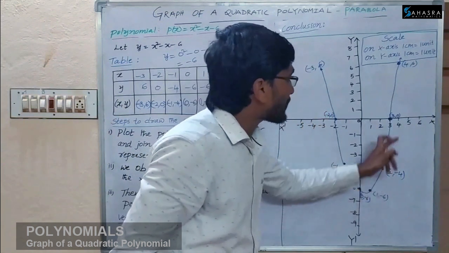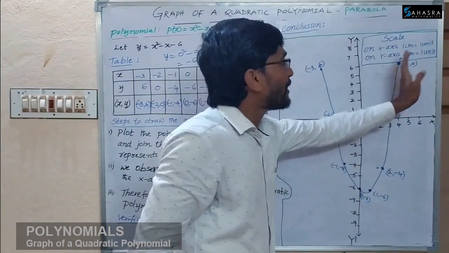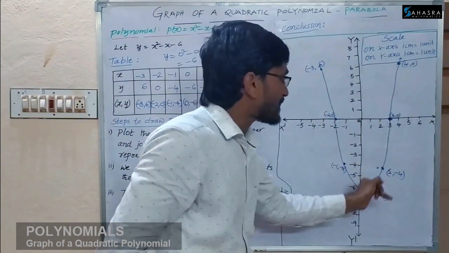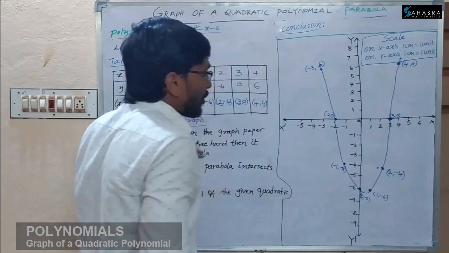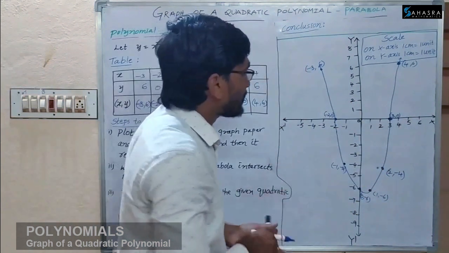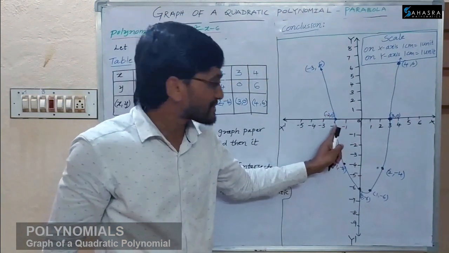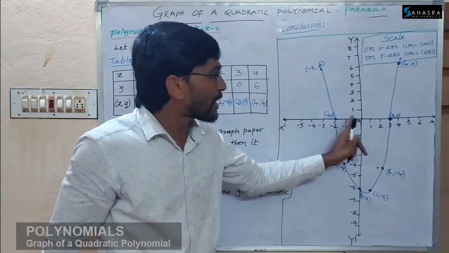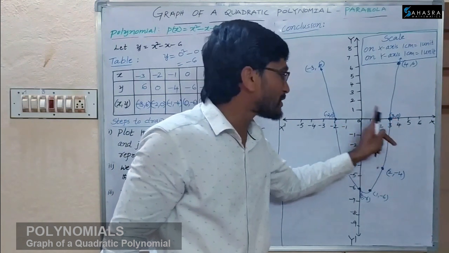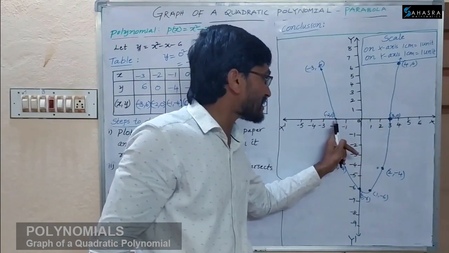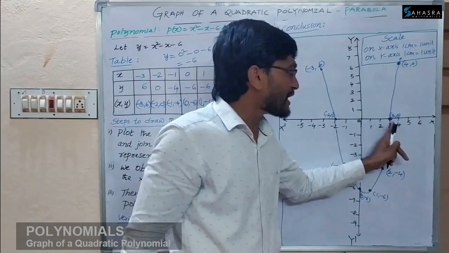Then what does it represent? It is the shape of a parabola. Then it represents a parabola. Second, what we have to observe? We observe that this parabola intersects the x-axis at minus 2 comma 0 and 3 comma 0.